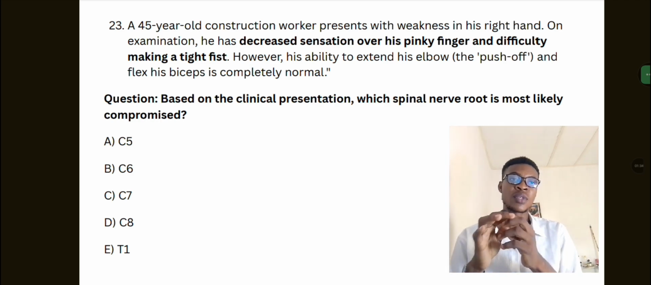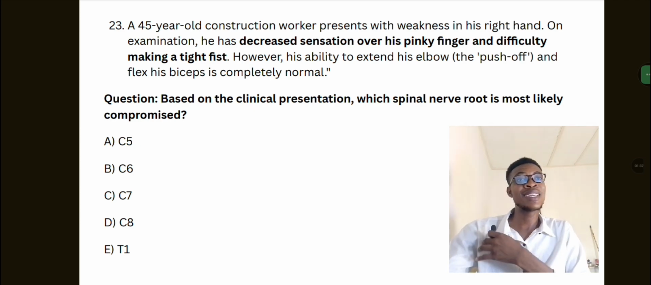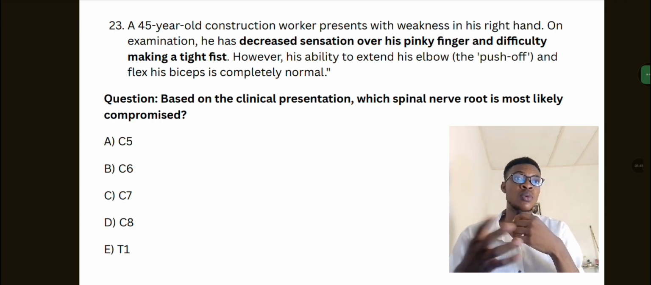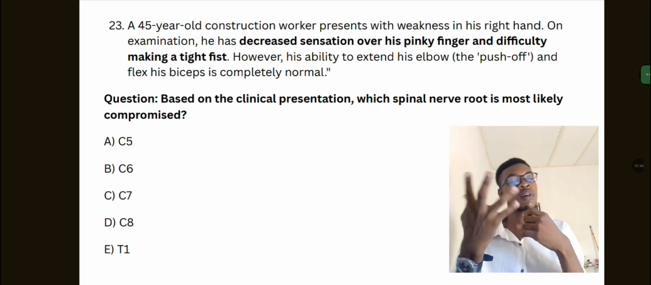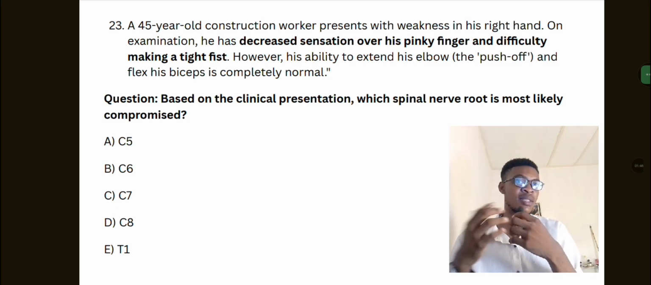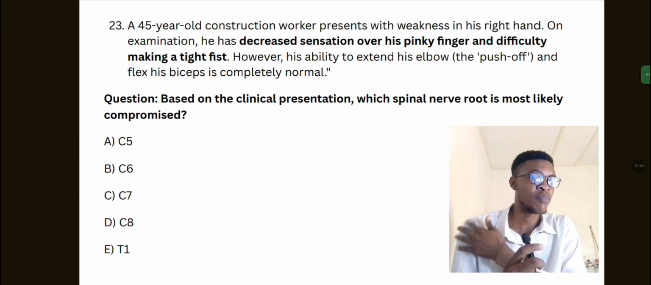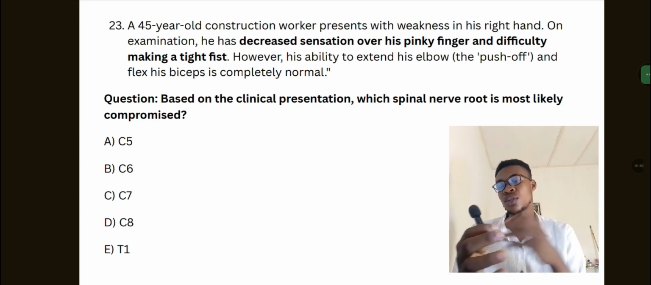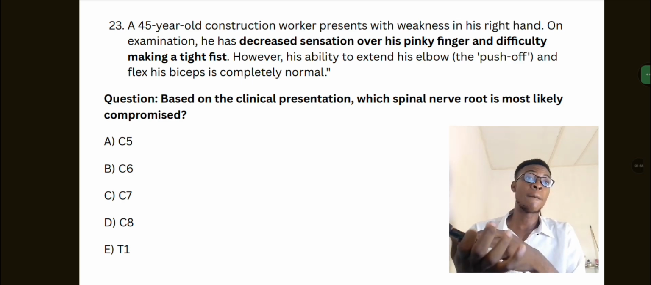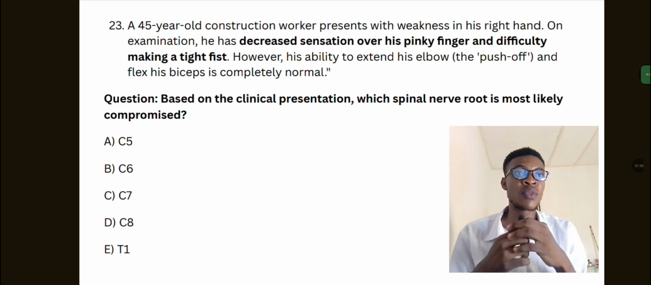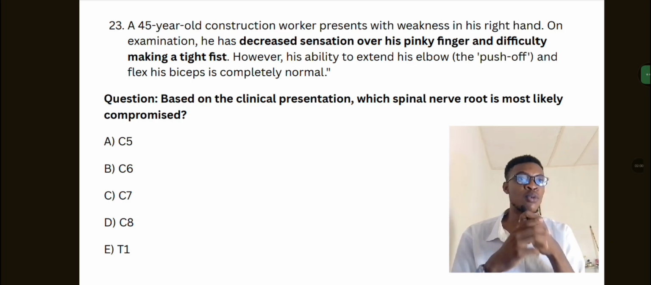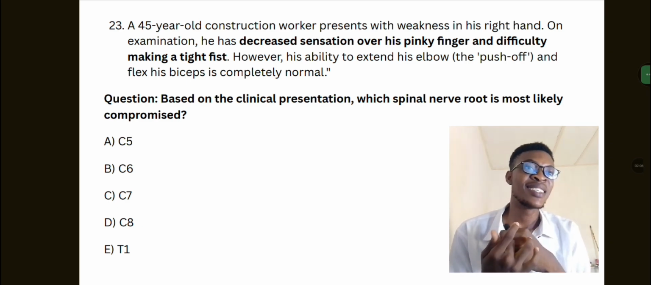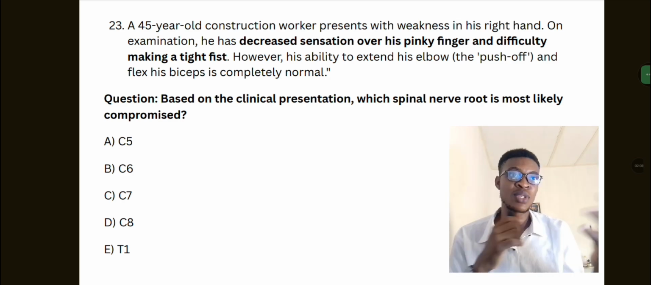T1 is actually your inner medial arm, right, which is near the armpit, and also finger abduction and adduction. That's for T1. C5 is your deltoid area, right? Your C6 is actually your lateral forearm and your thumb, and also elbow flexion too. C7 is this middle finger here, yeah, middle finger, and then your C8, which we just discussed.